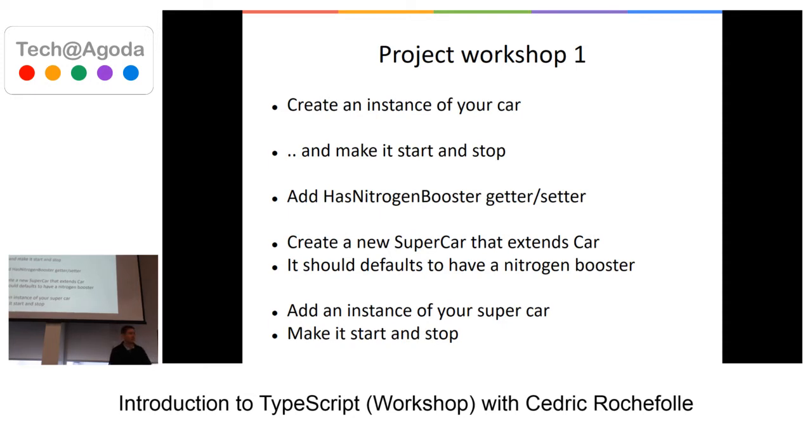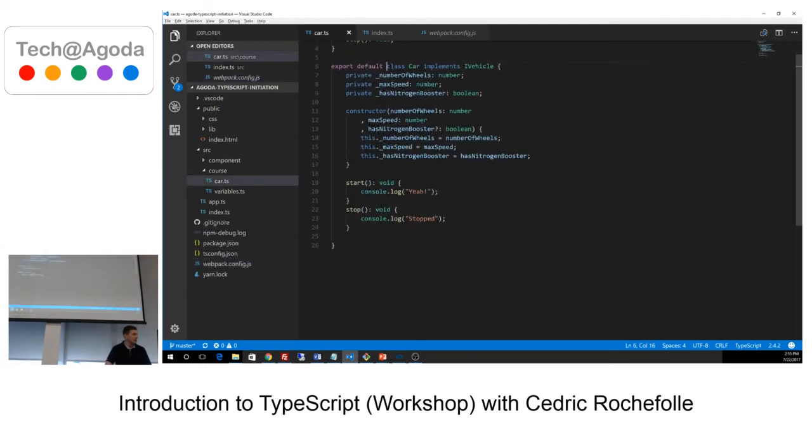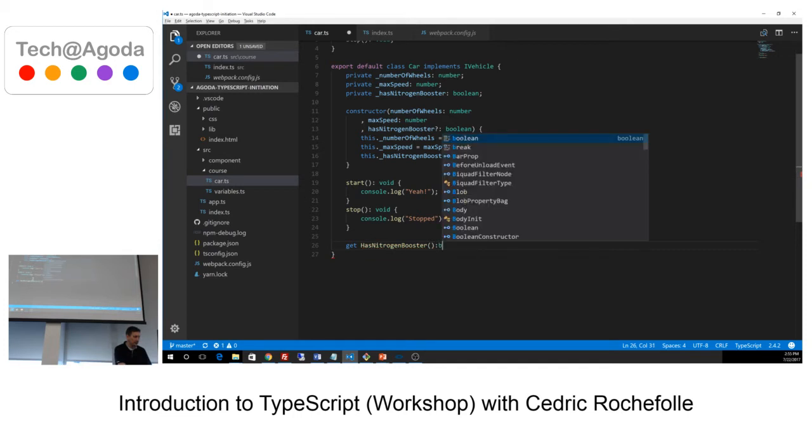Are we there? Let's go to the code. If we want to add, let's start with a getter. I want to get the as nitrogen booster. By convention, or again, by choice, depending on what notation you prefer, we use a capital letter for the first letter of a property, so we can distinguish it from a regular property. This is a getter, so we cannot pass any argument, but we return the type of Boolean.